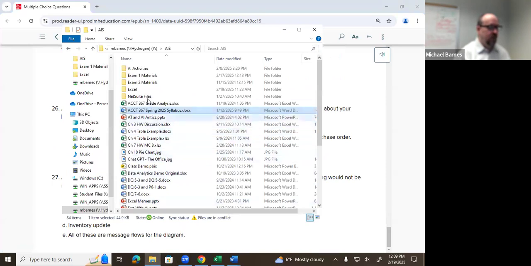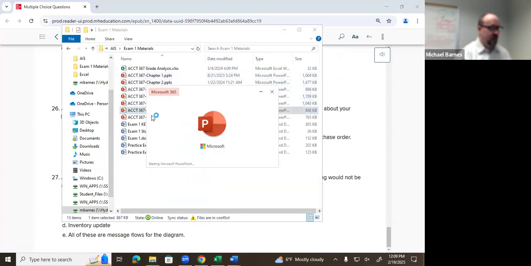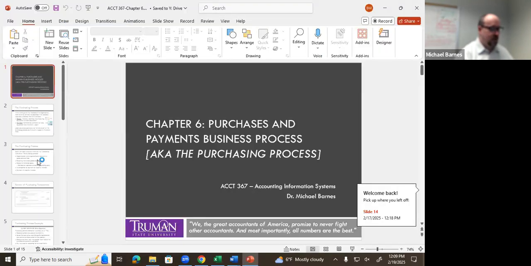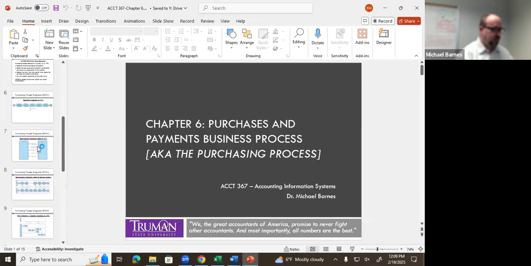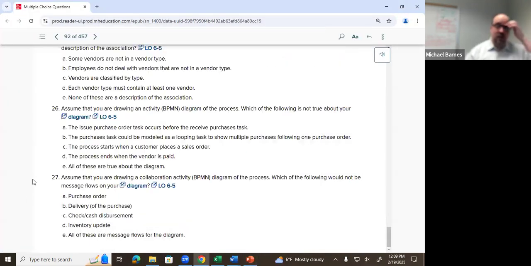So before we get involved in 26, I'm going to make sure that we pull up our slides here so we can actually look at these. So we'll look at the BPMN diagrams that we talked about in this process area. So these questions I think are interesting. I don't know that I would necessarily ask either of these questions on the exam, but I do think it's important to think about these things, all right?